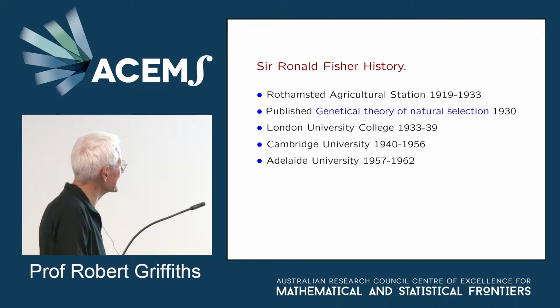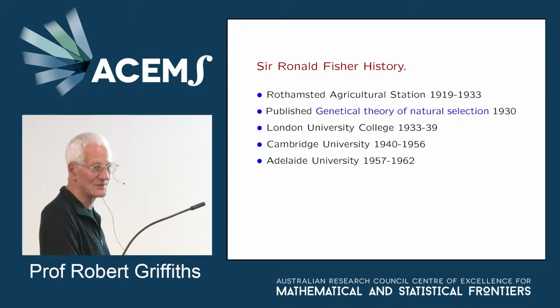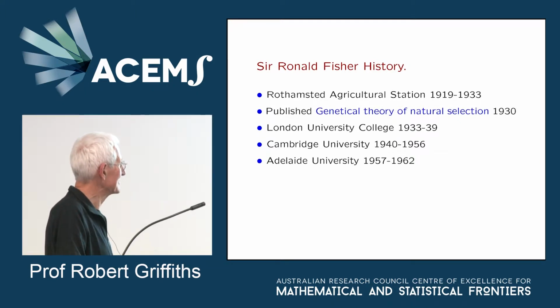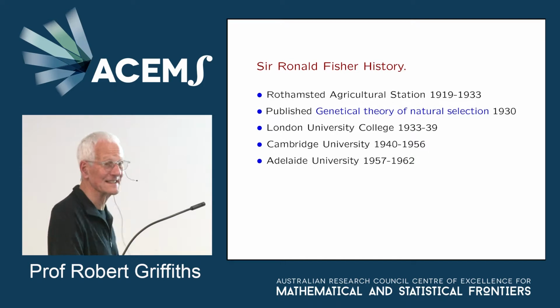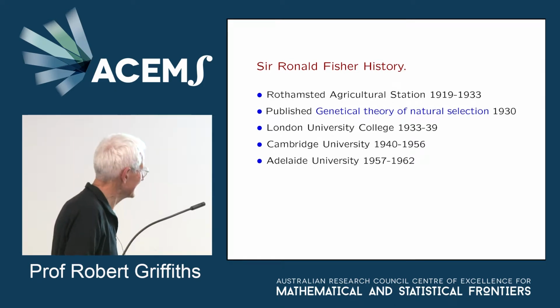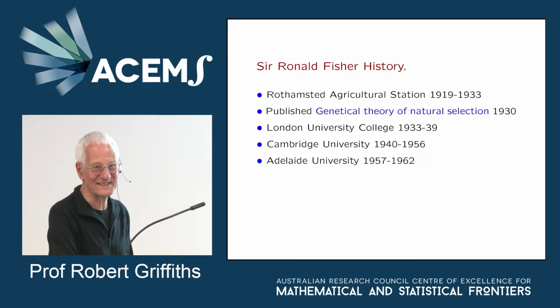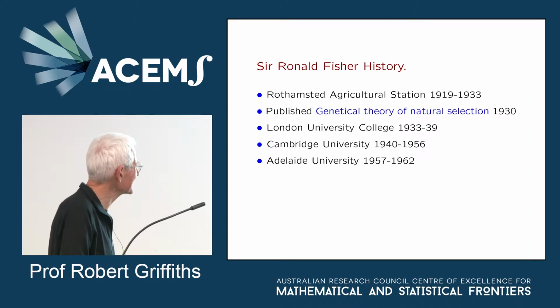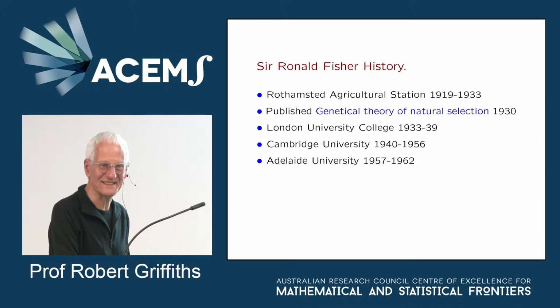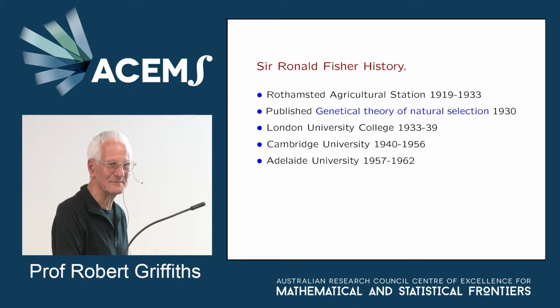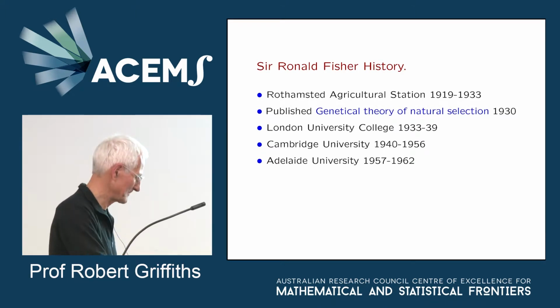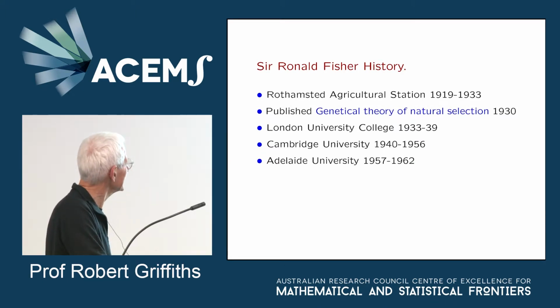This is some of his history. He was at the Rothamsted Agricultural Station. He published The Genetical Theory of Natural Selection in 1930. He was at London University College, Cambridge University, and as I said, he ended up here in Australia at Adelaide University. So Australia has some good connections actually with mathematical genetics, and he was one of them there.